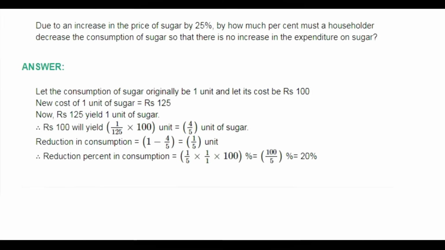Moving to our next sum. Due to an increase in the price of sugar by 25%, by how much percent must a householder decrease the consumption of sugar so that there is no increase in the expenditure on sugar?